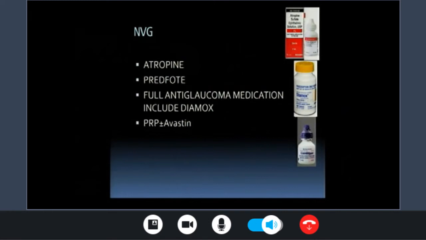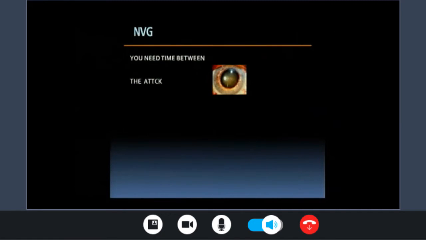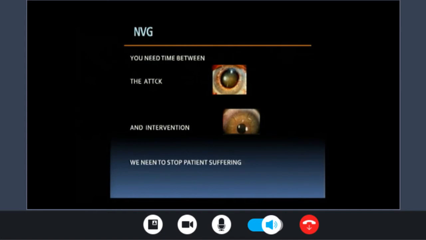It should be the rule for all patients of neovascular glaucoma: atropine, beta blocker, full medications, as well as starting PRP plus or minus Avastin. So what is the problem? Why is the patient suffering? We will never get the pressure down as much as we expect in neovascular glaucoma. So we need time between the attack of neovascular glaucoma and the intervention, and we need to stop the patient suffering in this period. This is the problem.